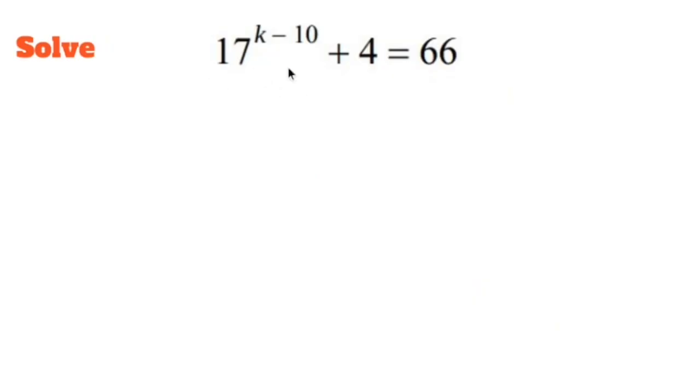All right, looks like we have to solve ourselves this terrible looking exponential equation. First thing we should do is just get rid of that 4. That's just lingering on the left. So subtract 4 from both sides. That gets us 17 to the k minus 10 equals 62. Now, normally when we see 17 to the stuff equals a number, we want to try to make this number 17 also to the stuff, but 62 ain't happening here with 17. So we're going to have to turn this into a logarithmic function and take it from there.